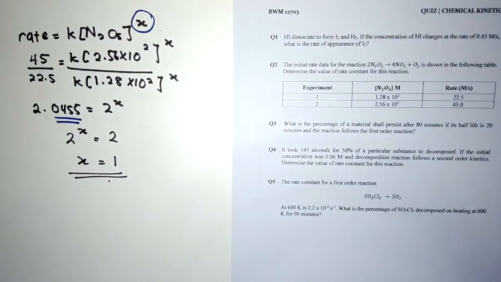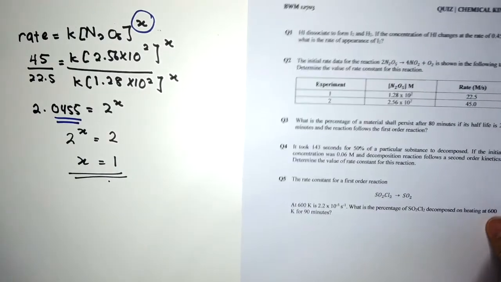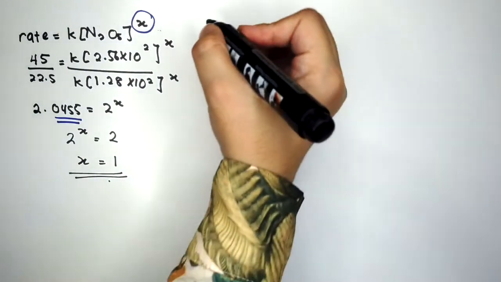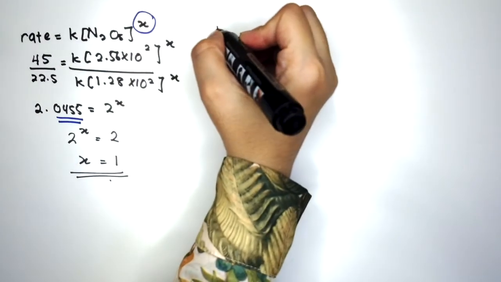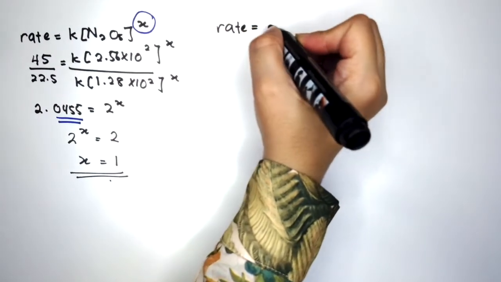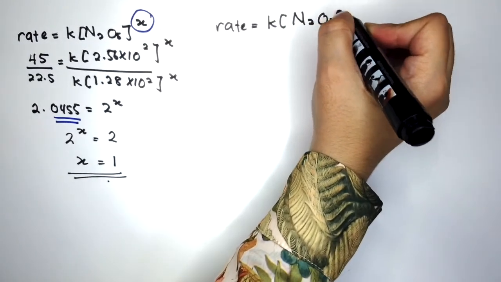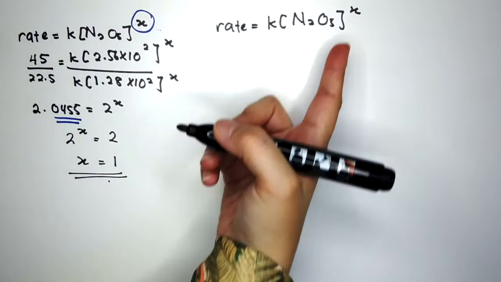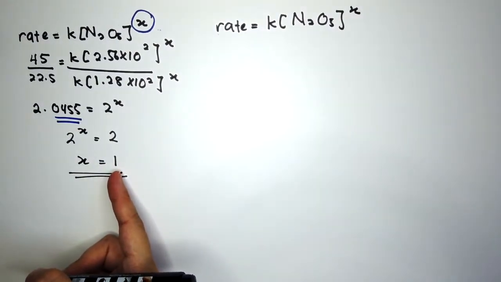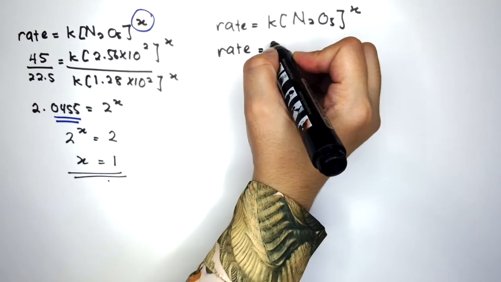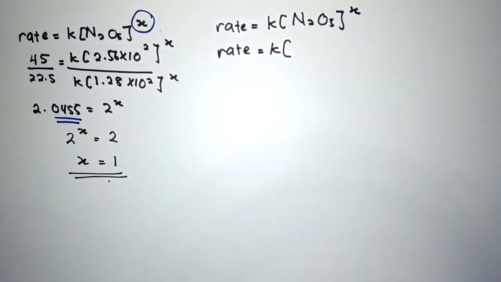Right. So from there, you need to calculate the value of K, because in the question you were asked to calculate the rate constant for this reaction. So you just have to copy this one again. So rate is equivalent to K, concentration of N2O5 to the power of X, whereby the value of X is equivalent to 1. So you can write rate is equivalent to K, concentration of N2O5.